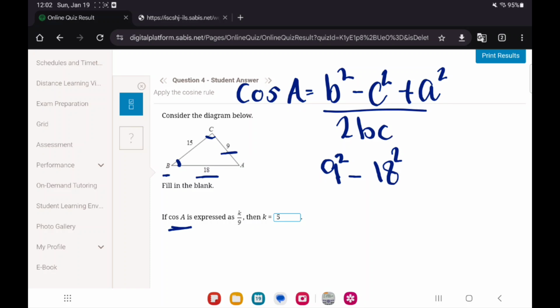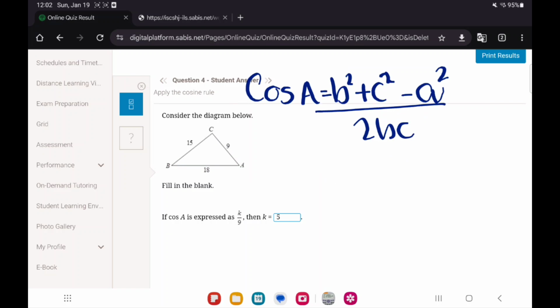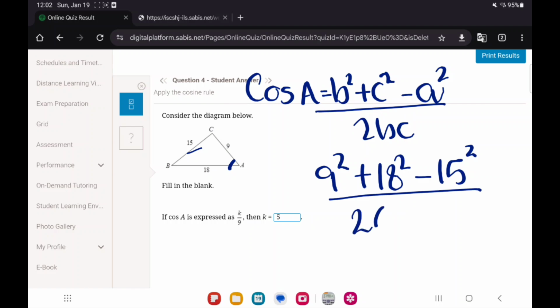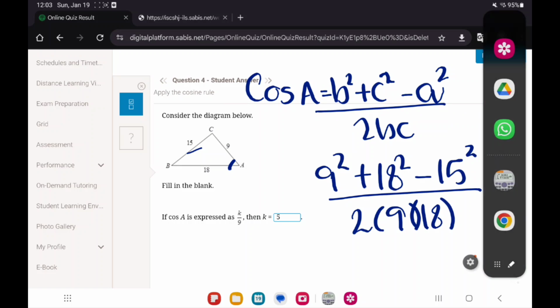Wait, sorry, I wrote the equation wrong. It's plus and here's minus. Okay, so I wrote it down wrong. So let's just put what we had. So b squared is 9 squared plus c squared, which is 18, so 18 squared, minus a, which is 15, so 15 squared, because it's opposite of angle A, over 2, 9, 18. Okay, you'll also just do this on your calculator. I'll just show you in case some people have mistakes doing it.